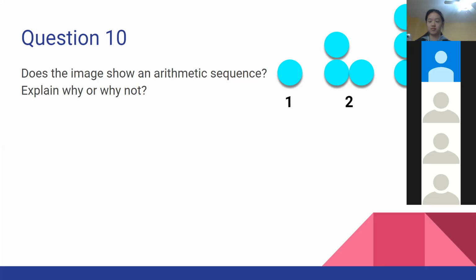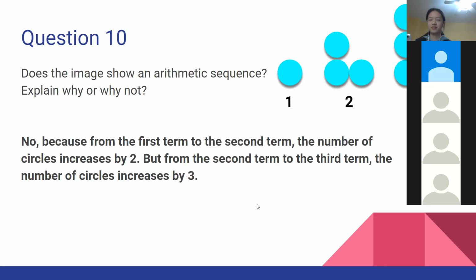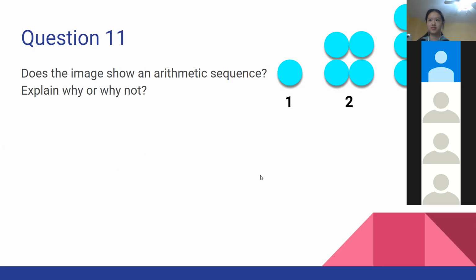It's not an arithmetic sequence because on number two, you add two more circles, but on number three, you add three more circles. Exactly right. Good job. So yep, it's not. You can move on. You don't really need to further explain that unless anybody has questions.